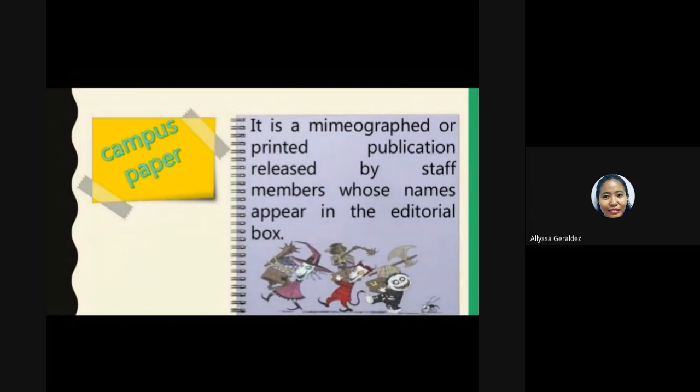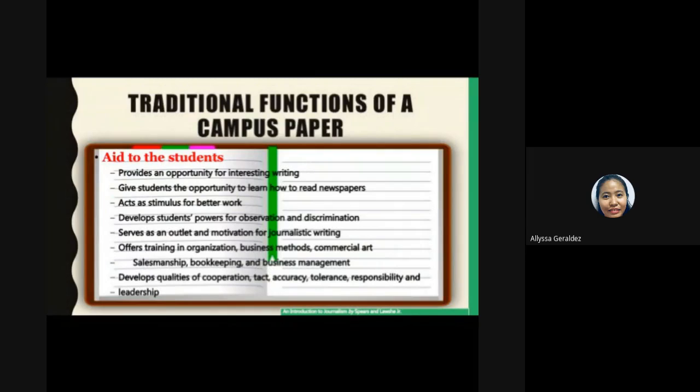Campus paper. It is a mimeographed or printed publication released by staff members whose names appear in the editorial box. And you have to remember the traditional functions of a campus paper, an aid to the students: provides an opportunity for interesting writing, gives students the opportunity to learn how to read newspapers, acts as a stimulus for better work, develops students' powers of observation and discrimination, serves as an outlet and motivation for journalistic writing, offers training in organization, business methods, commercial art, salesmanship, bookkeeping, business management, develops qualities of cooperation, tact, accuracy, tolerance, responsibility, and leadership.